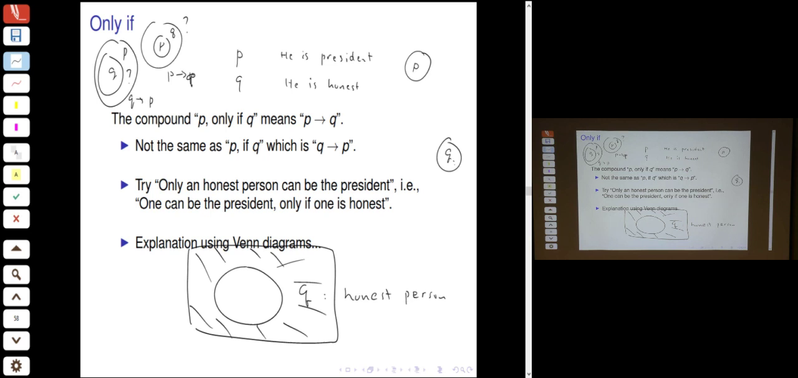So therefore, the picture must be P is sitting somewhere here, because inside Q, maybe there are lucky people who become president. It doesn't mean everybody honest will be a president, right? I think everybody in the classroom is honest, but I don't think we are all president. Okay, right? So this is the explanation why the 'only if' means this way, means P arrow Q.